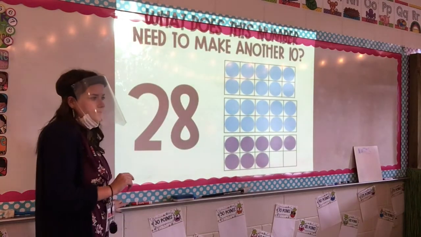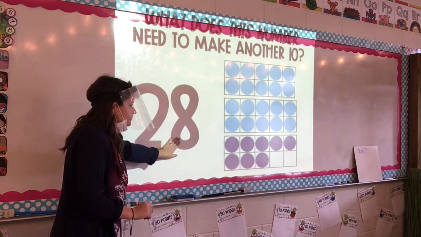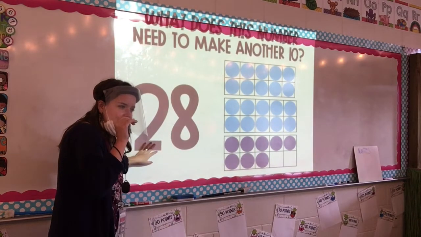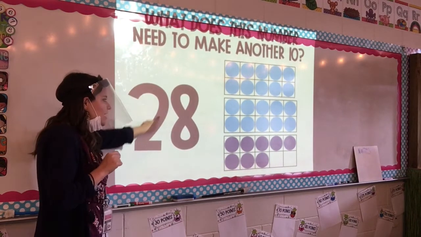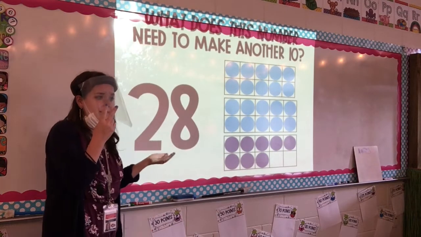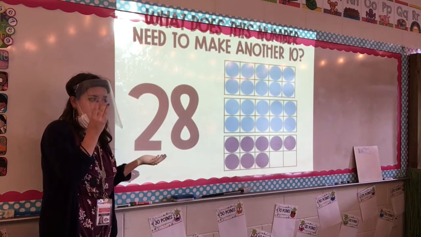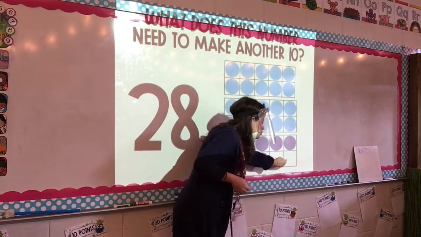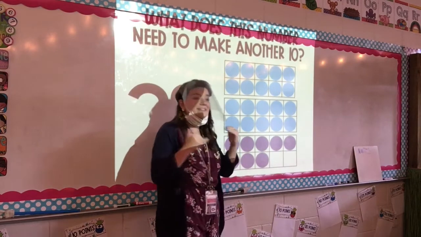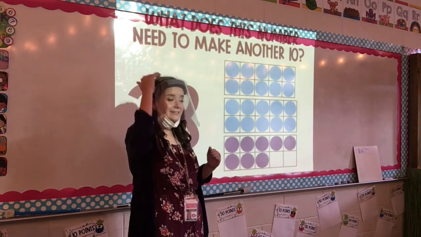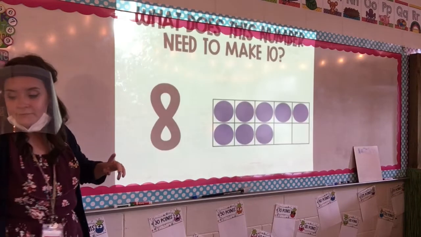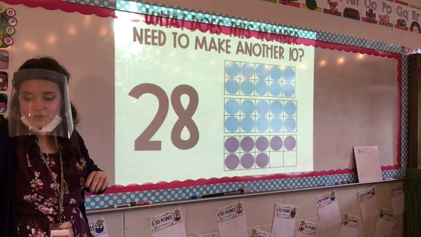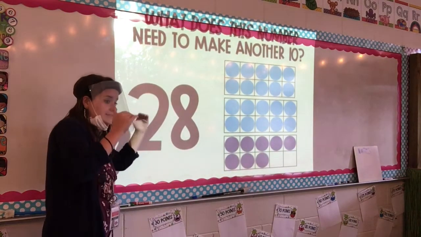Now look at this. 28. Right now I'm at 28. Do you know what the next 10 would be if I kept going? So 20, what 10 comes after 20? Anna? 30. 28. Look what I have here. 2 blanks. What would 28 need to make the next 10? Now you just told me that this 8 needed 2. So what does 28 need to make the next 10, Peyton?